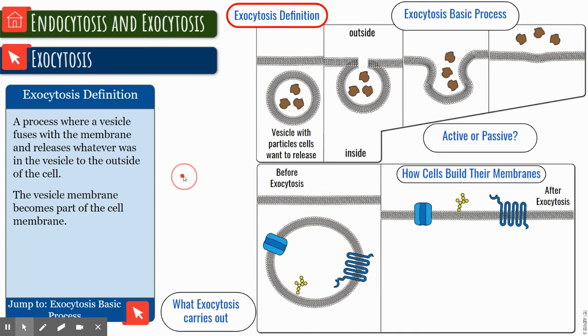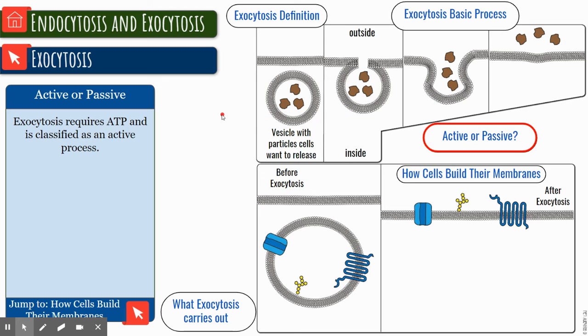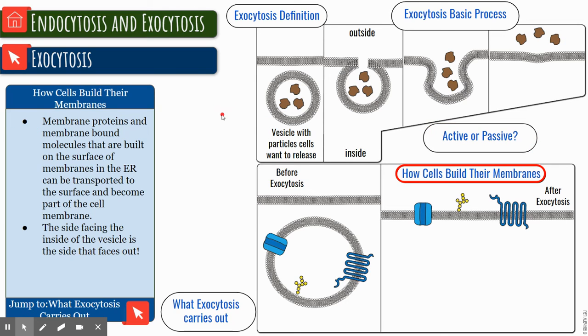So you can see right here, the vesicle is getting closer and closer, and then eventually it attaches to and becomes a part of that whole cell membrane. So the vesicle membrane becomes part of the cell membrane, and whatever was inside is released out of the cell. This does require ATP, so we would call it an active transport. This is an important part. This is how cells are going to actually build their membranes.